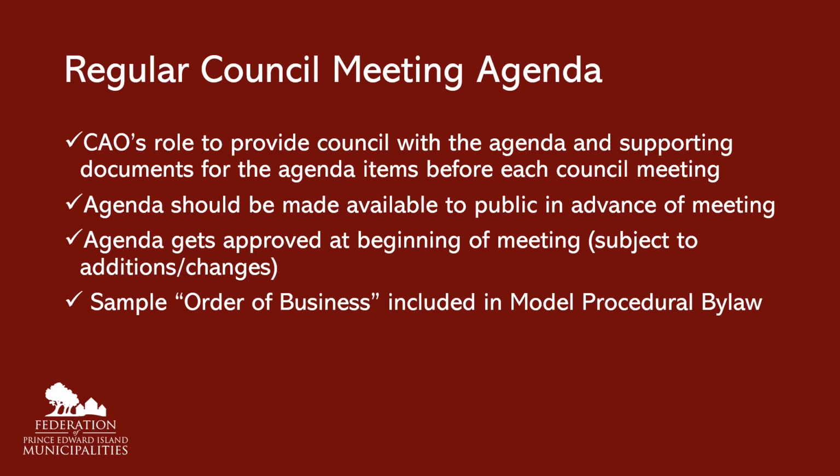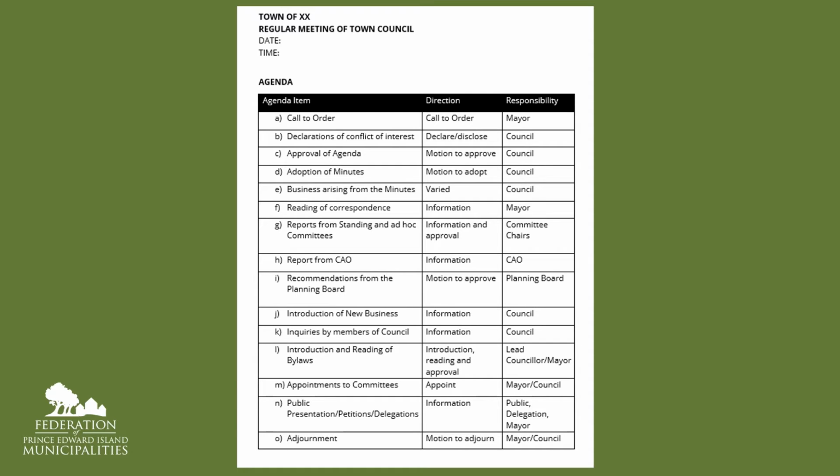In the model procedural bylaw provided by Municipal Affairs, there is a sample order of business that has a list of business typically included in a regular council meeting and an order for those agenda items. Here we have an agenda template, and it's up to you and your municipal council as to how you want to structure your agenda in terms of the actual layout and also for the order of business. But this can be used as a template if you are looking for a resource.